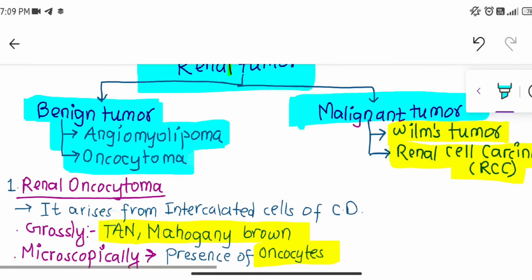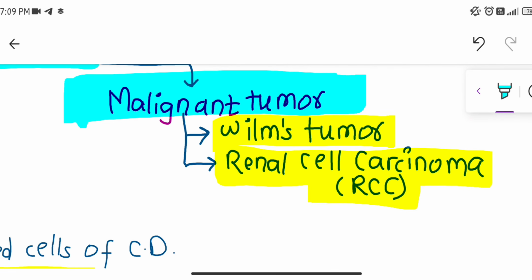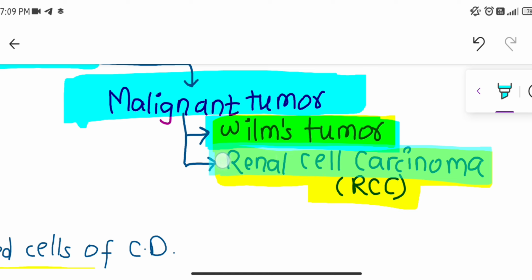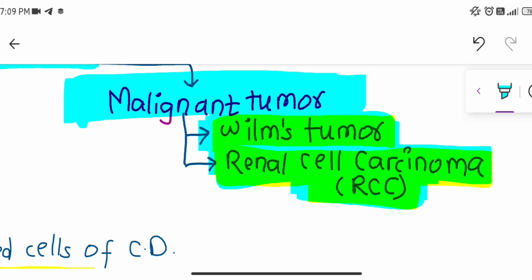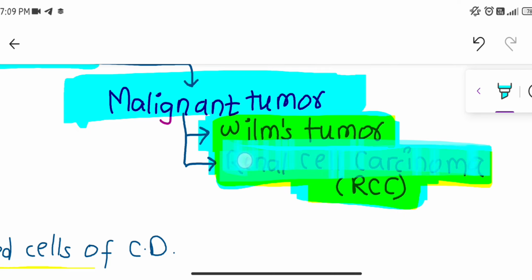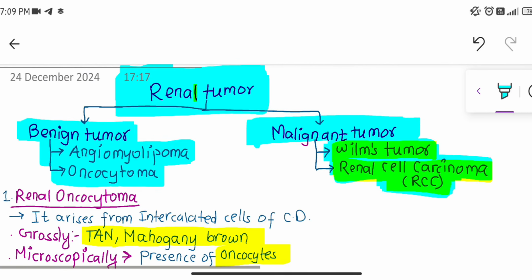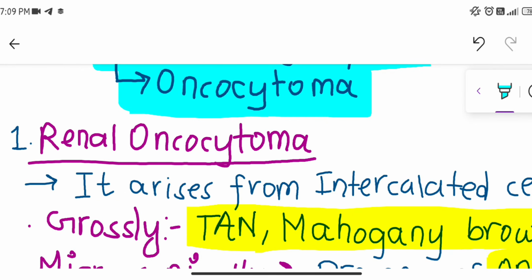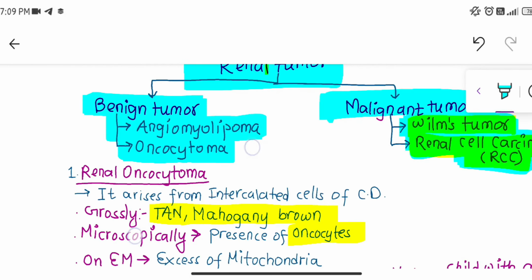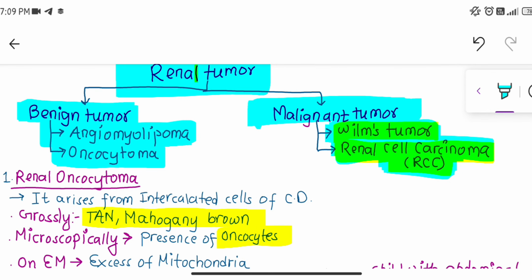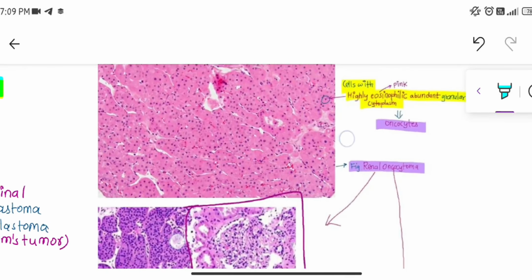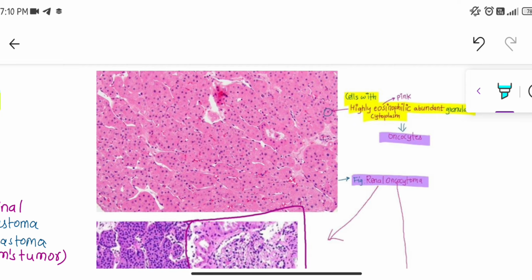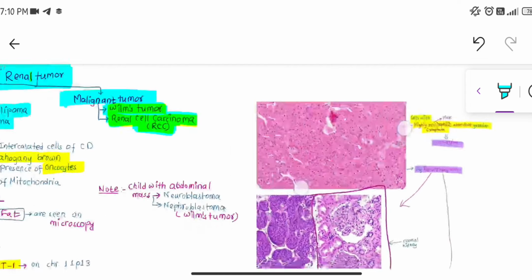Next are the malignant tumors. In the malignant tumors we have Wilms tumor and renal cell carcinoma. Maximum questions are going to be asked from Wilms tumor, which is the tumor of childhood. Next is renal cell carcinoma, the tumor of adults. First we are going to start with renal oncocytoma. In this topic maximum facts are going to be asked, so we have to learn every concept, as well as facts and image based questions. I will explain how to diagnose and identify the figures, which is important.